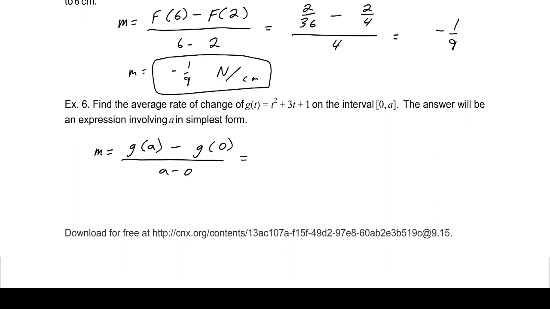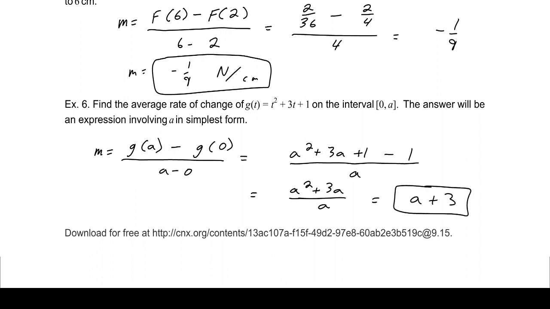Evaluating at a, that is t squared plus, how about a squared? A squared plus 3a plus 1 minus, evaluating that at 0, that is simply 1, divided by a. So that simplifies to a squared plus 3a divided by a. Factoring an a out and canceling, we find that our average rate of change is a plus 3. Of course, that is in terms of a.